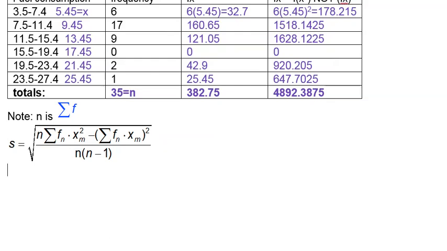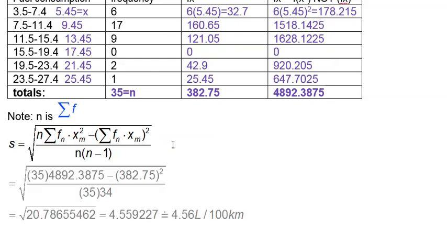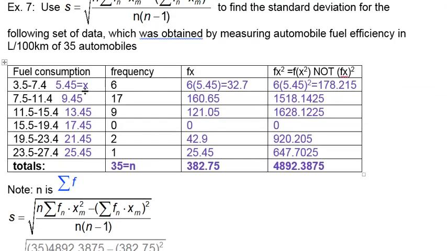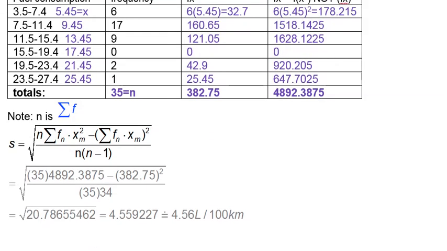And so we get an average of 4.65. Our units here are a little unusual. Liters per 100 kilometer. That's typically how gas mileage is reported. In Canada, anyways. In the United States, it might be miles per gallon.